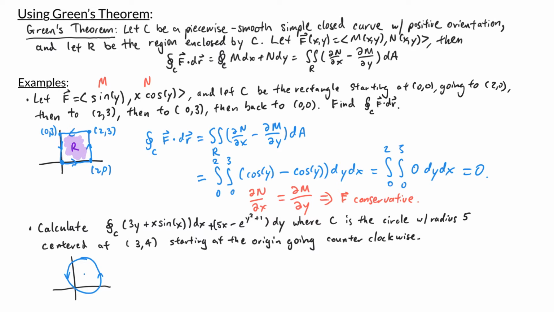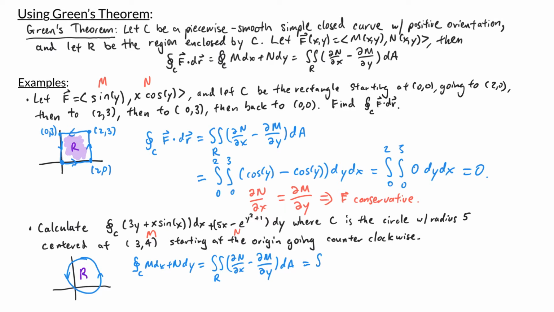While this line integral isn't written in the form f dot dr, we can think of it that way by taking f to be the vector field with x component 3y plus x sine x and y component 5x minus e to the y squared plus 1. So here m is 3y plus x sine x and n is 5x minus e to the y squared plus 1. According to Green's theorem, the line integral of m dx plus n dy is the double integral over the region R of the partial derivative of n with respect to x minus the partial derivative of m with respect to y dA, where R is the region inside the circle.